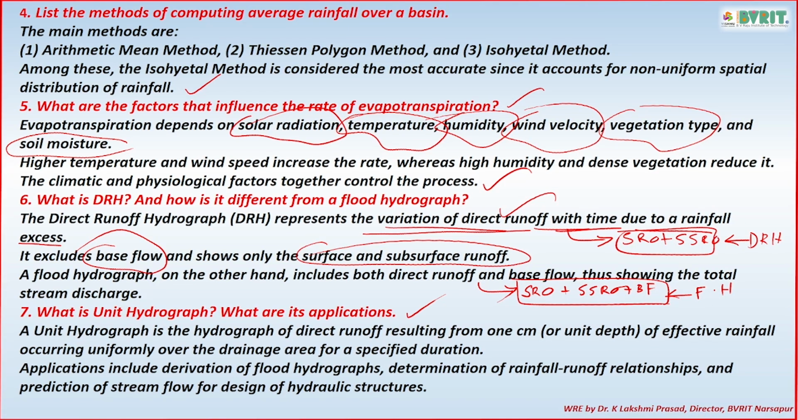Then what is unit hydrograph and what are its applications? Unit hydrograph means it is the hydrograph of direct runoff. Please remember that wording. It is nothing but the hydrograph of direct runoff. That is the first word you should write. Resulting from 1 centimeter of effective rainfall occurring uniformly over the entire basin for a specified duration. Right? It is the hydrograph of direct runoff resulting from 1 centimeter depth of direct runoff or rainfall excess, occurring uniformly over the entire area for a specified duration.